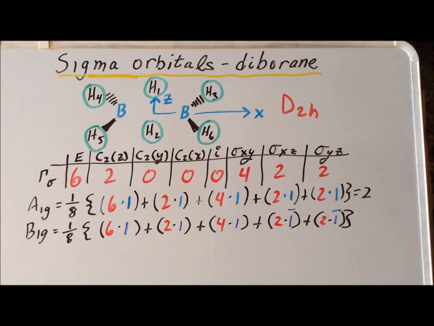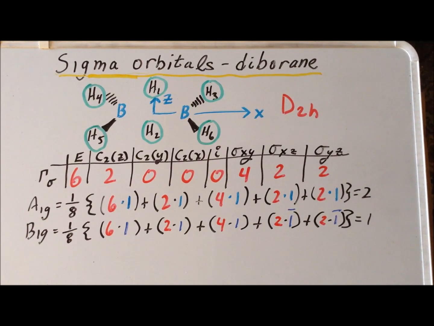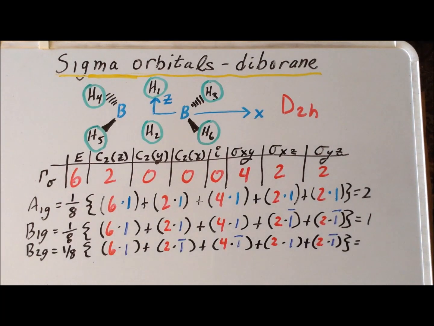So in the case of B₁G, it's 6 times 1 plus 2 times 1 plus 4 times 1 plus 2 times -1 plus 2 times -1. And that gives us 8 divided by 8. So it tells us that we have 1 B₁G in our reducible representation. Now for the B₂G irreducible representation, we have 6 times 1 plus 2 times minus 1 plus 4 times minus 1 plus 2 times 1 plus 2 times minus 1, which is equal to 0.